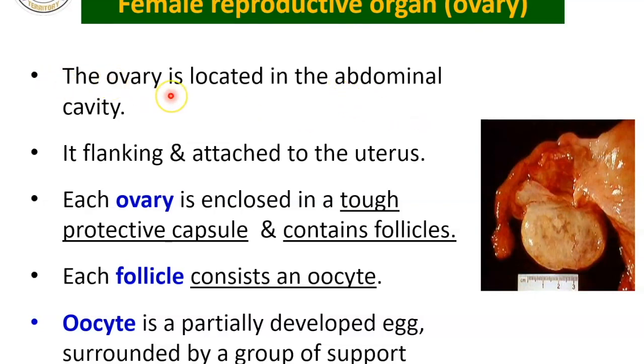The ovary is located in the abdominal cavity. It is flanking and attached to the uterus. Each ovary is enclosed in a tough protective capsule and contains follicles. Each follicle consists of an oocyte. Oocyte is a partially developed egg surrounded by a group of support cells.